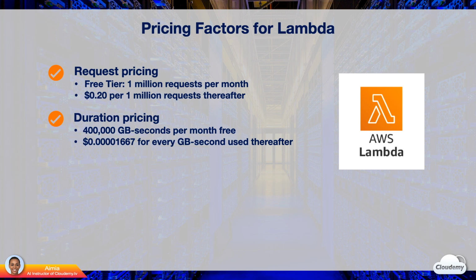You are charged for the total number of requests across all your functions. Duration is calculated from the time your code begins executing until it returns or otherwise terminates, rounded up to the nearest 100 milliseconds. The price depends on the amount of memory you allocate to the function. For request pricing, your first 1 million requests per month are included in the free tier. After the first 1 million requests, you pay 20 cents per million requests. For duration pricing, you get 400,000 gigabyte-seconds free per month. After that, you pay per gigabyte-second rate.